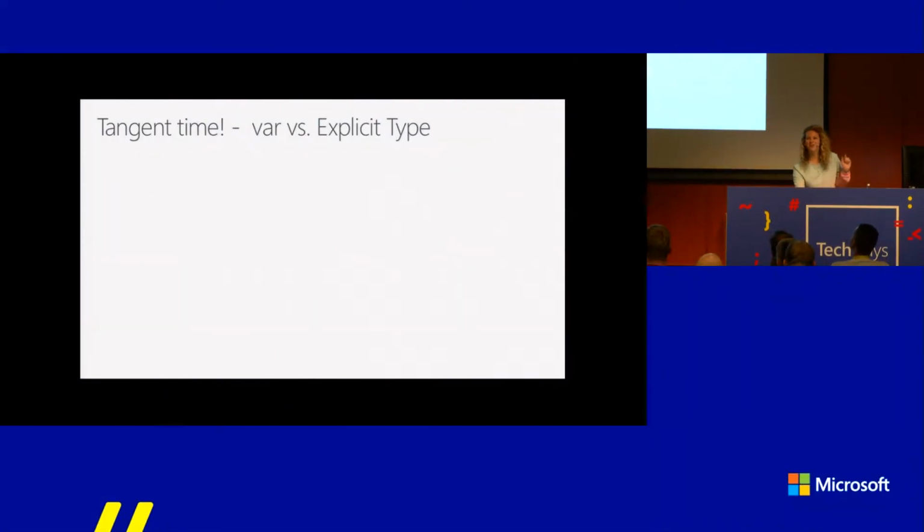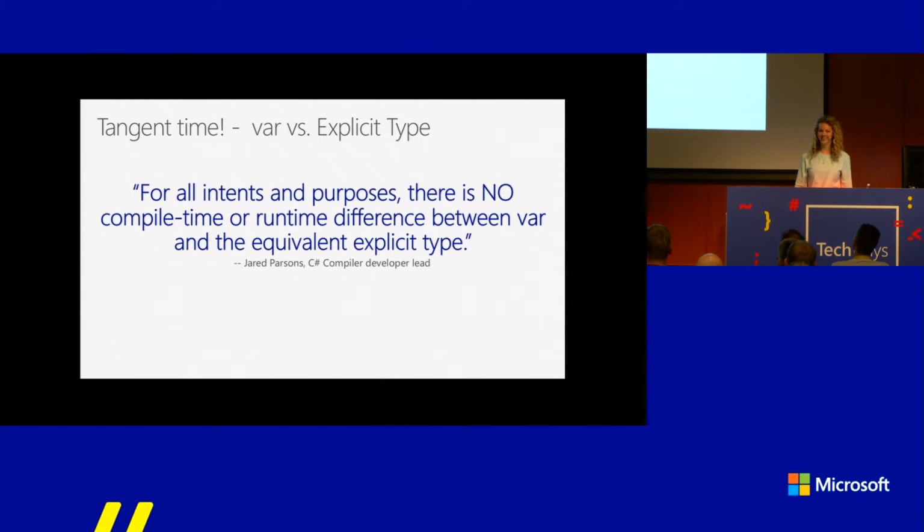All right, so I mentioned var versus explicit type, which people are like, oh my god, is there an actual difference if you use var with the explicit type? Like, will one of them make my code more performant, etc.? So I went to the compiler dev lead, who's a good friend of mine. I was like, Jared, people are going to ask this question. What do I say? So I wrote down exactly what he said, which is for all intents and purposes, there's no compile time or runtime difference between using var and the equivalent explicit type.